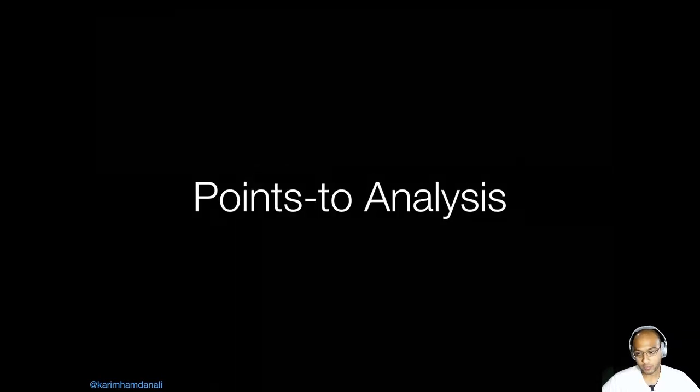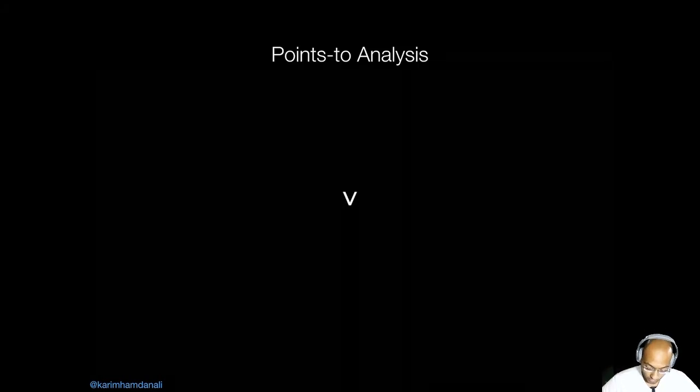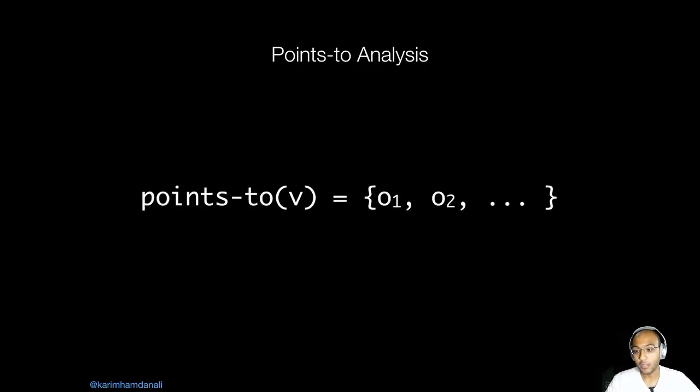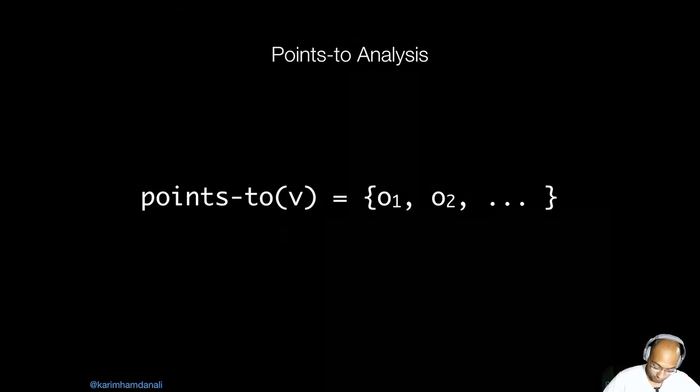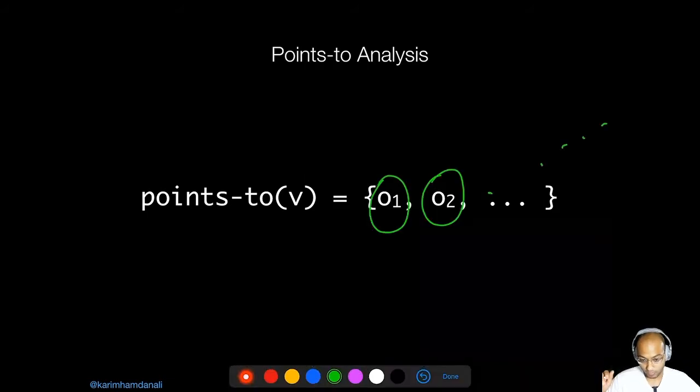Points-to analysis is basically as follows. You have a variable v, and for that variable v, you want to figure out what would be the possible objects or allocations in memory that this variable v may point to at any point in the program. So you want to know O1, O2, any other potential objects that variable v may point to in the program.